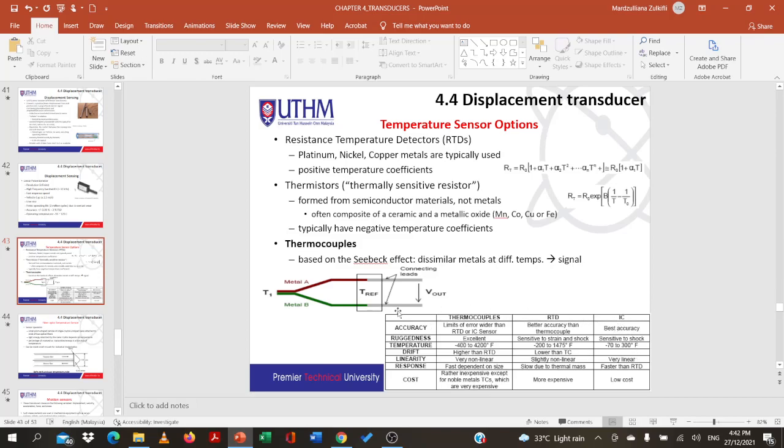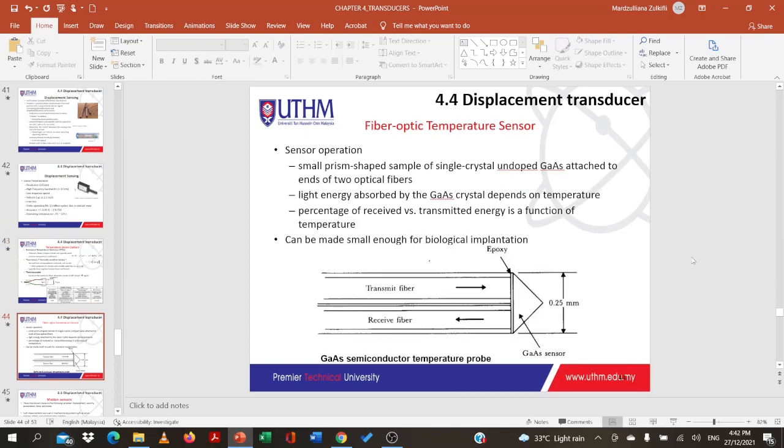The table at the bottom shows the difference between thermocouple, RTD, and IC sensor. So we compare the three things here from the view of accuracy, ruggedness, temperature, drift, linearity, response, and also cost. Okay. Alright, this is regarding the fiber optic temperature sensor.